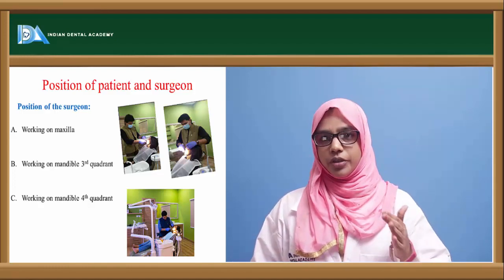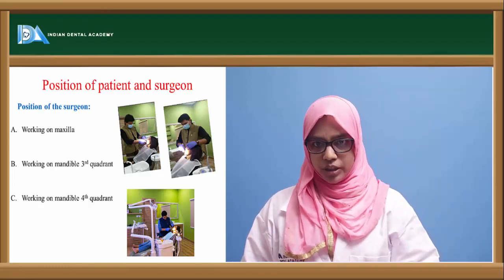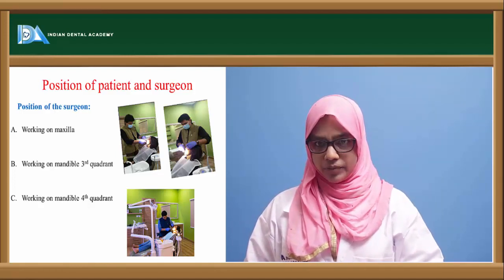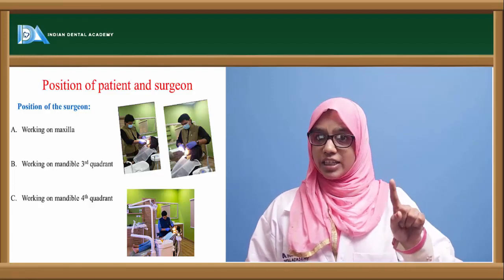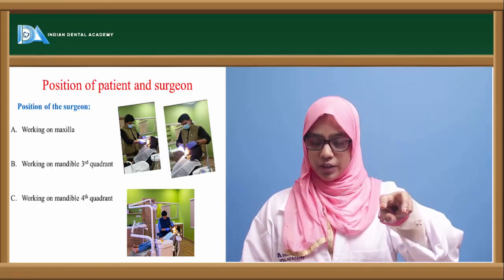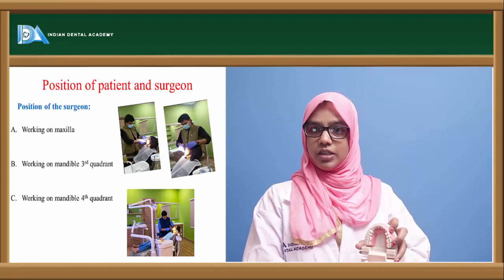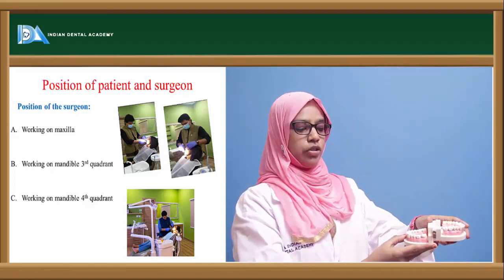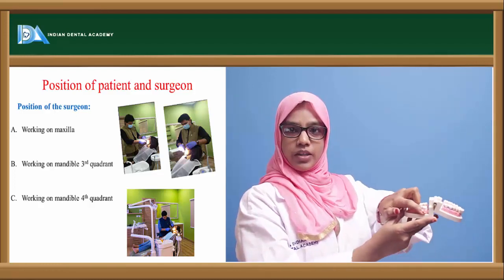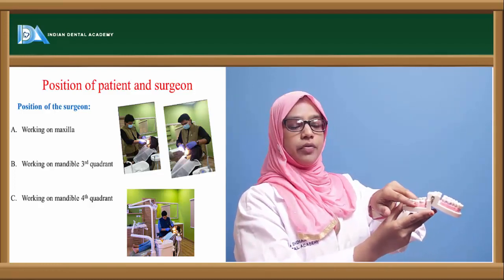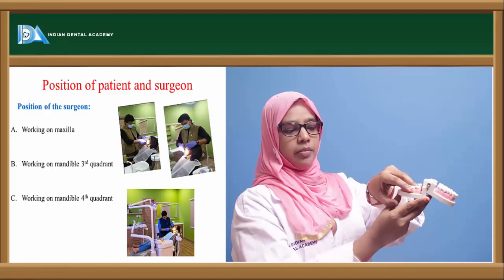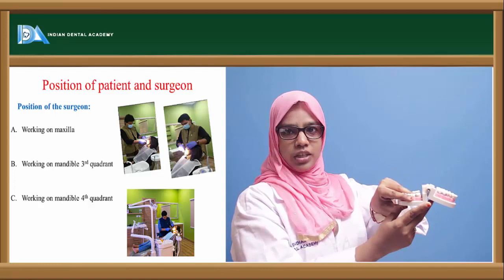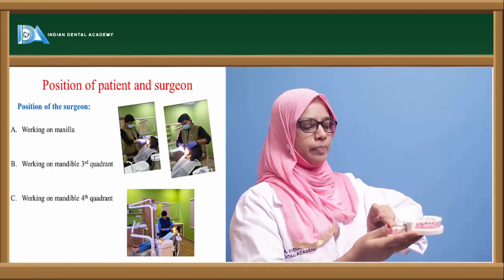In case of the mandible, 3rd quadrant, okay, you will stand in front of the patient and on the right side, in such a way that your index finger and middle finger support the alveolus. As you can see here, this is your mandible and this is your 3rd quadrant. When you're standing in front of the patient, you hold your index finger in the buccal vestibule and your middle finger in the lingual vestibule, and your thumb is at the inferior border of the mandible. This is the way you support the mandible, and then you do the extraction with your right hand.